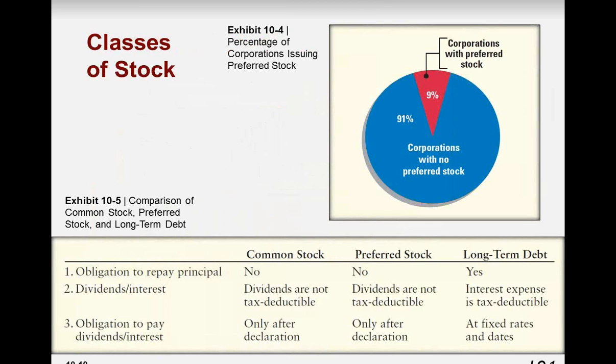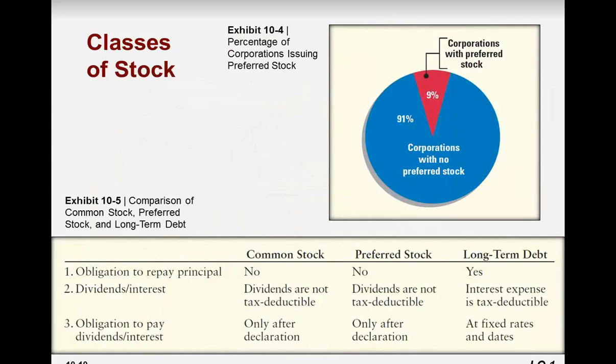So as we see in an illustration on the slide now, or Exhibit 10.4 in your textbook, you can see that only 9% of corporations have preferred stock at all, while 91% have only common stock.